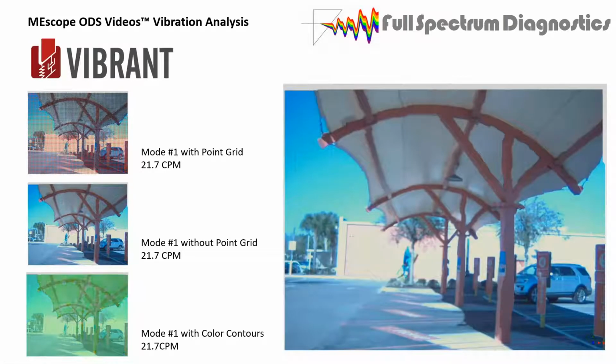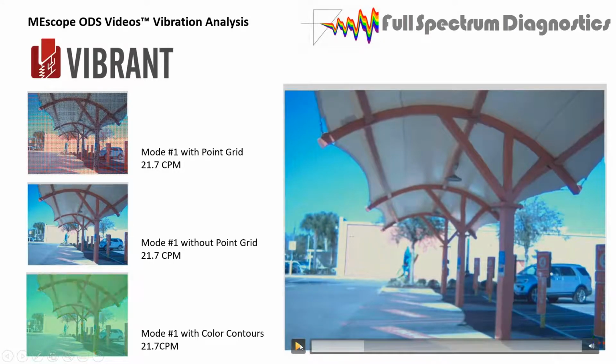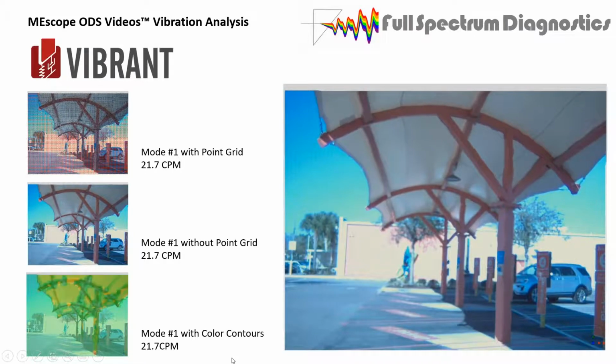If I remove those points, not the labels but the actual points, they all go away. The background is solid. Oops, there we go. The background doesn't move, and my structure does.